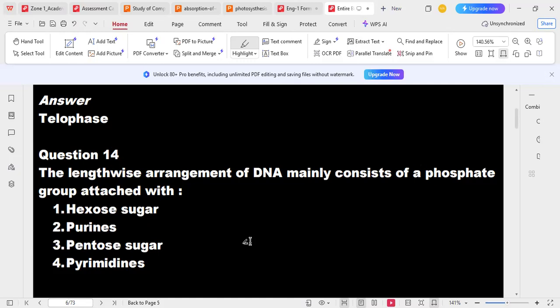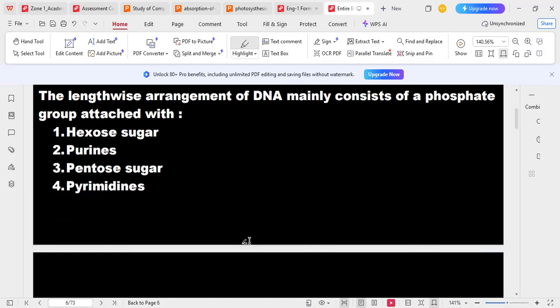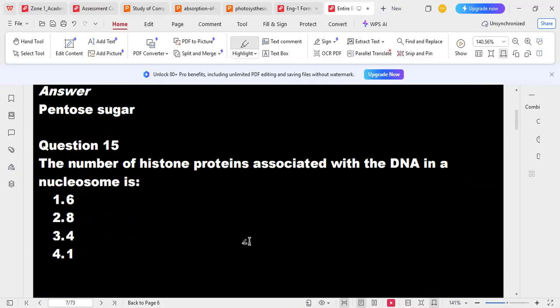Now, the lengthwise arrangement of DNA mainly consists of a phosphate group attached with which type of sugar, purines, or pyrimidines? It should be C, that is pentose sugar. So next question, the number of histone proteins associated with the DNA in a nucleosome is how many? As I told, the keyword is octamer, octagon. It's always 8. So it should be option B.